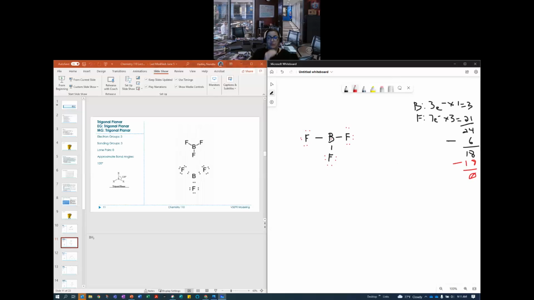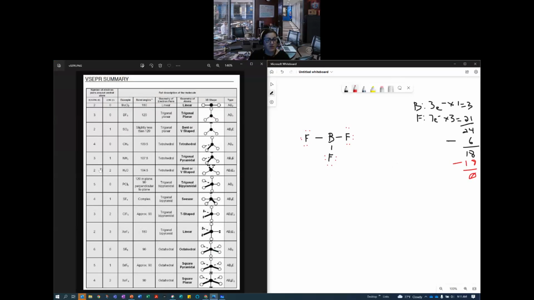Only things in rows 3 down can do that. Boron can't. So this is the structure that we end up with. Since I have 3 bonding pairs and no lone pairs, BF3 is an example of that. That's trigonal planar for the electron geometry and trigonal planar for the molecular geometry. Both of them are going to be trigonal planar because I have no lone pairs.